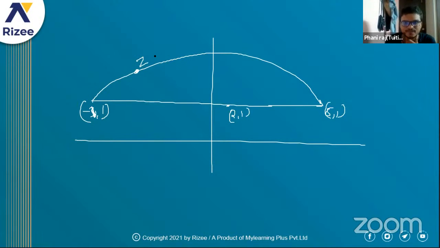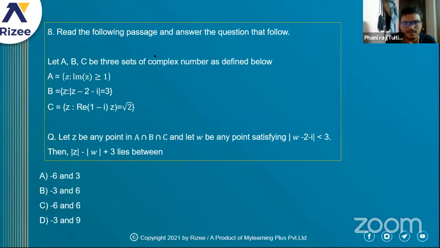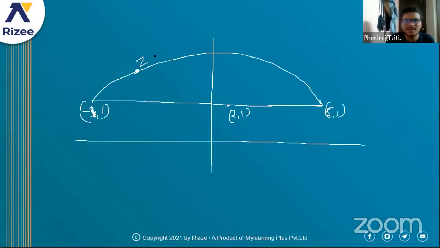Now what are they asking? Omega also lies in the same circle. The equation of this circle is mod z minus 2 minus i equals root 3, so only the circumference would come. But now we are considering mod z minus 2 minus i less than root 3, so strictly inside the circle. Somewhere here.